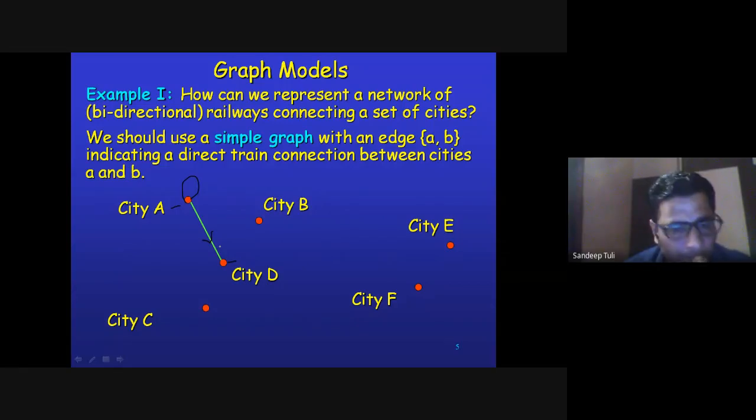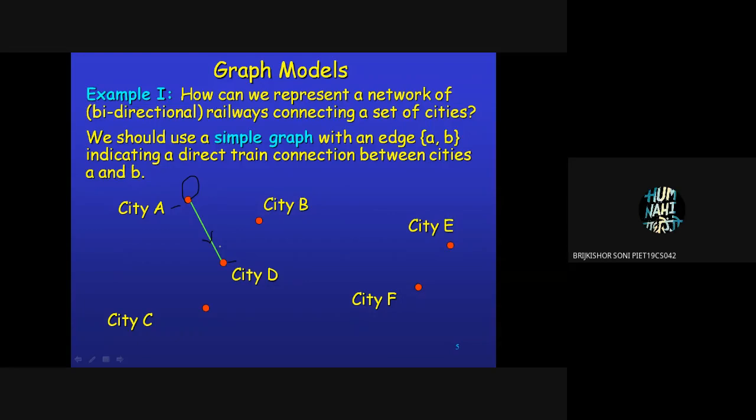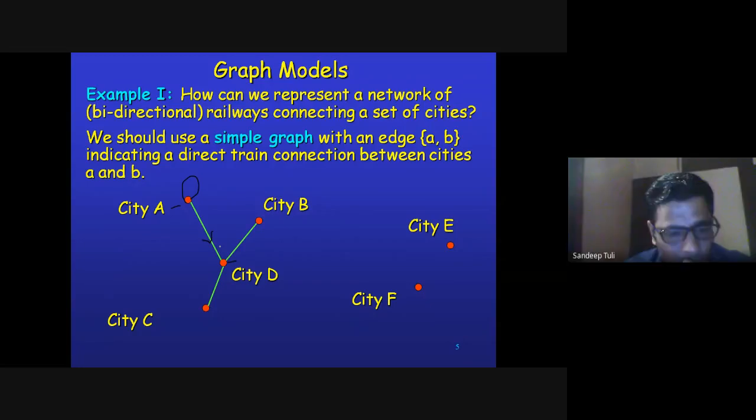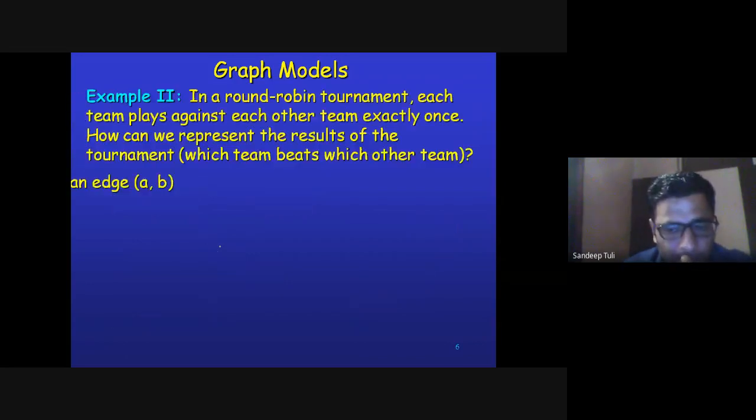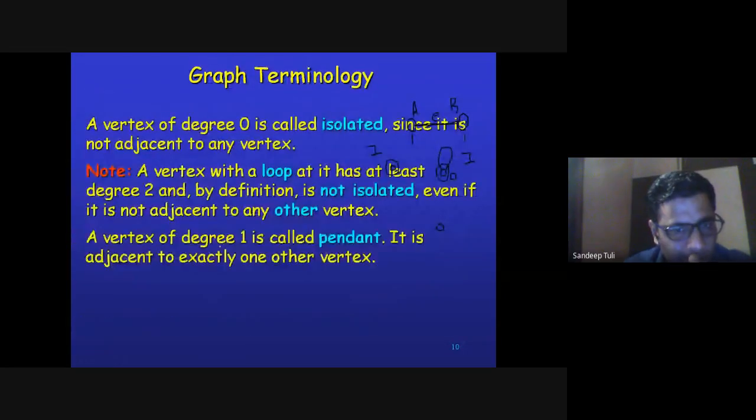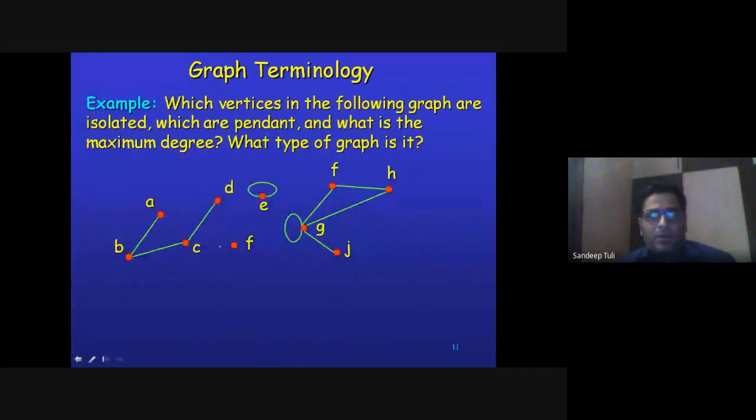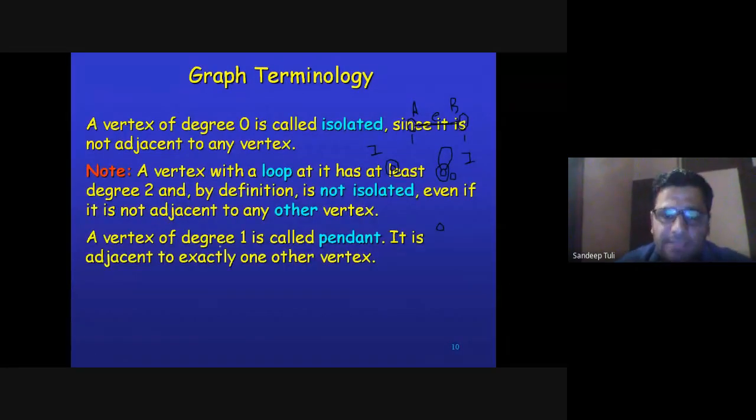Sir, if we connect A to B and also A to D, and each vertex contains its own loop, then each vertex has 3 edges, or we can say it contains 3 degree. Yes, yes. Now I think it is okay. Degree is clear to all.